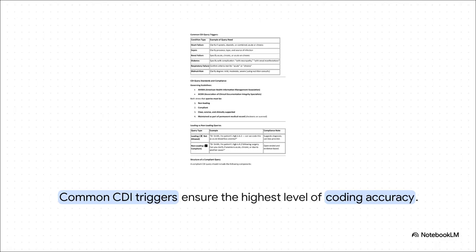For instance, with renal failure, a query is triggered to specify if it is acute, chronic, or acute on chronic. For malnutrition, the trigger is clarifying the degree, mild, moderate, or severe, often by using nutrition consults. These triggers demonstrate exactly what warrants provider clarification to ensure the highest level of coding accuracy.